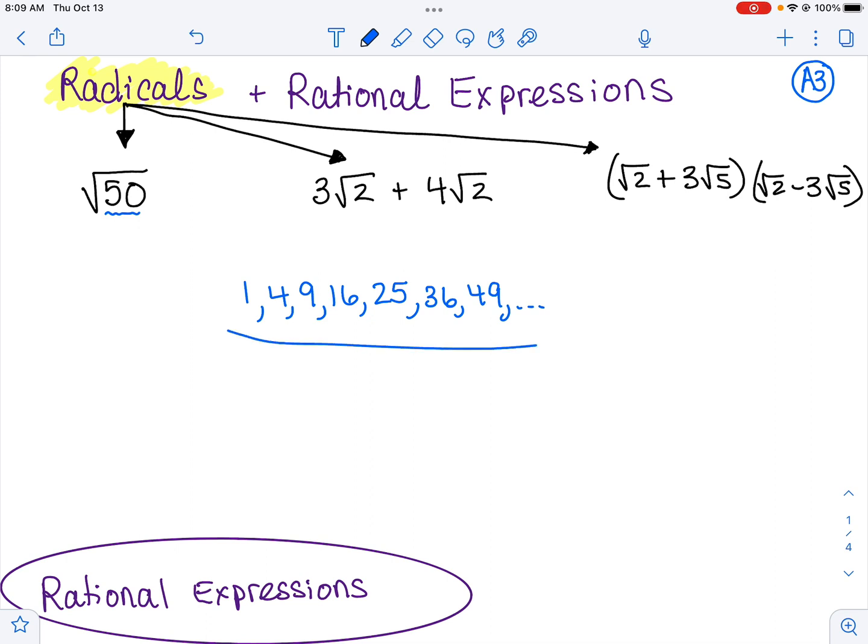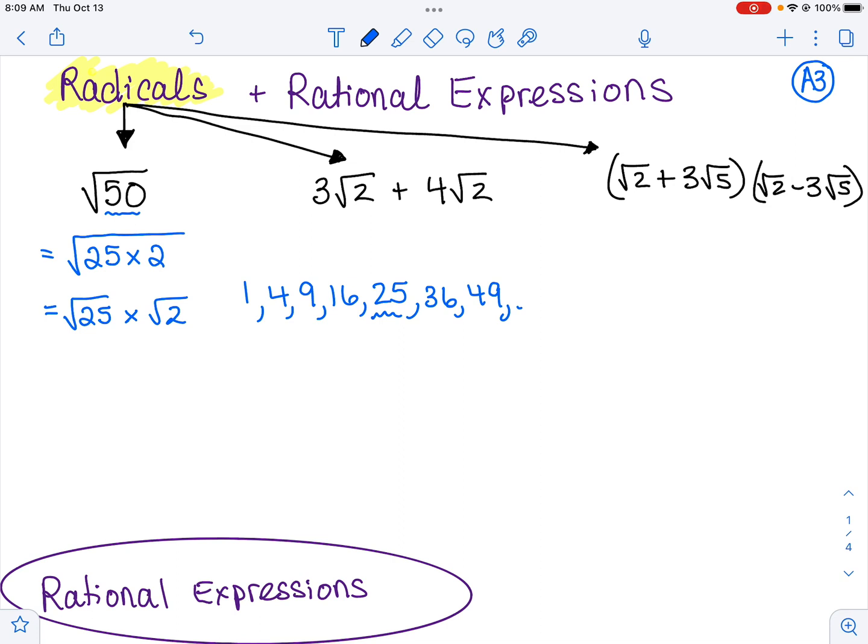And I'm trying to look for numbers that appear here. So I can see that 25 is a perfect square. So I'm going to simplify root 50 into root of 25 times 2. Now I can break up this root into two roots. So I can break it up into root 25 times the square root of 2, and that will still equal the square root of 50.